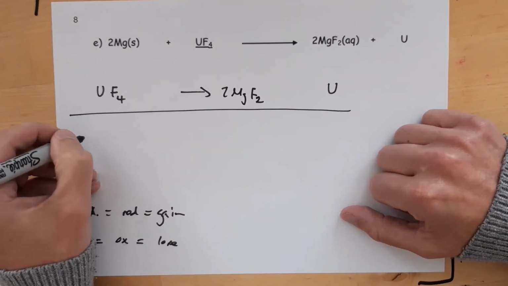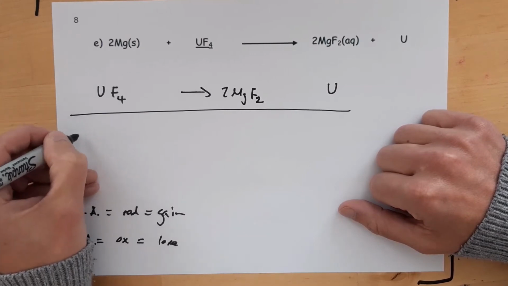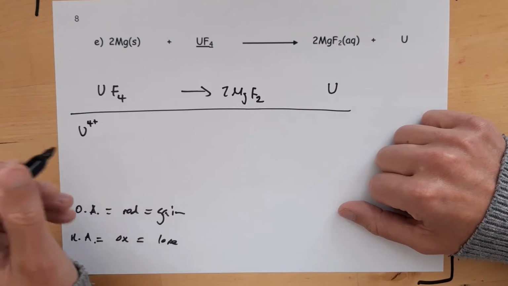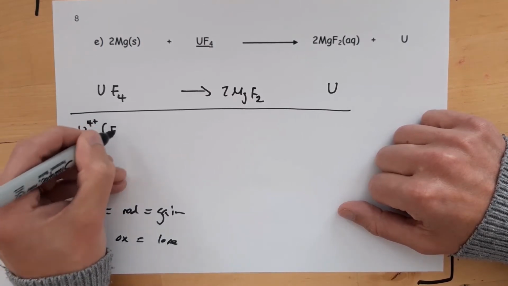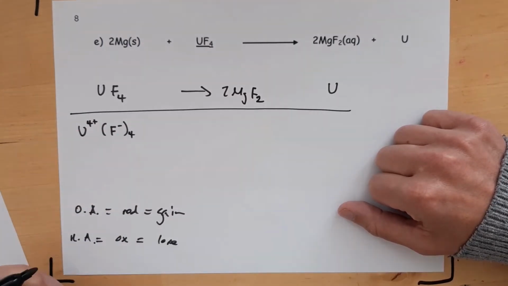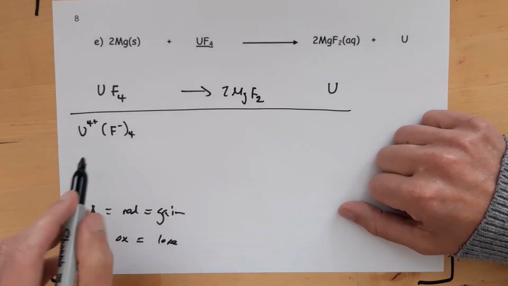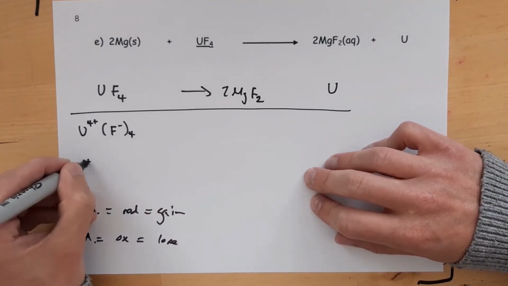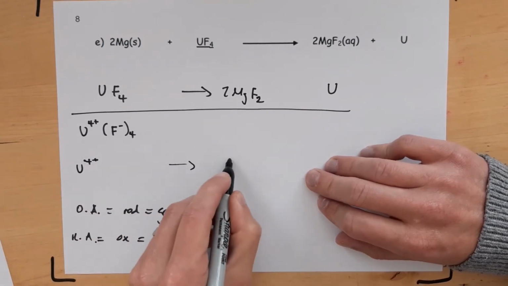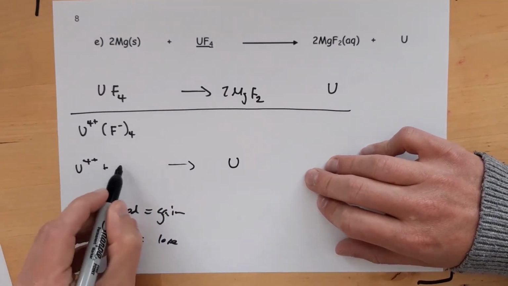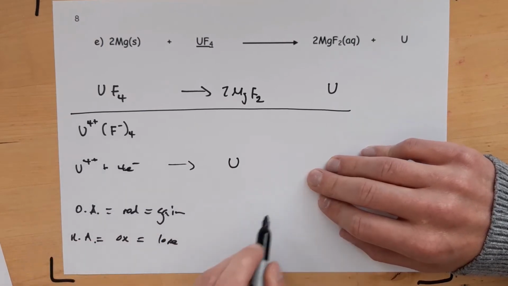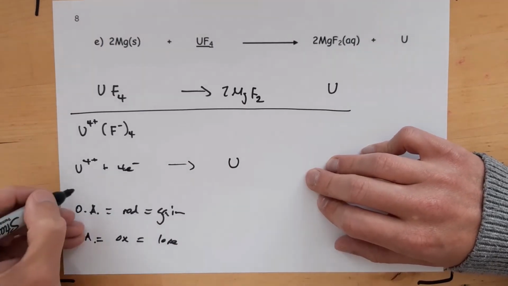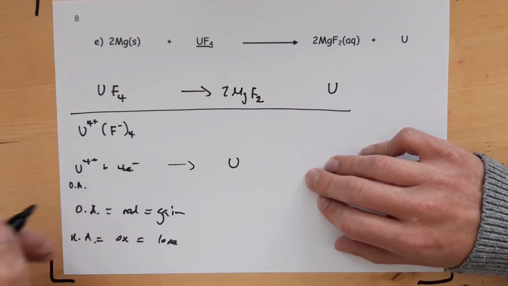Well, let's just have a look here. So the UF4, so that's going to be 4 positive, and this therefore is going to be 4 negative. So we can take each of these individually, I suppose. The U4+ goes to U. It must have gained 4 electrons. So therefore we can say that this here has gained electrons, has been reduced, therefore this is the oxidizing agent.